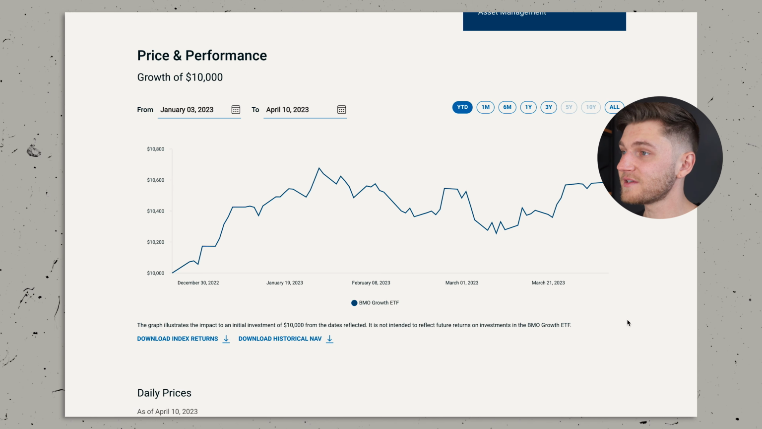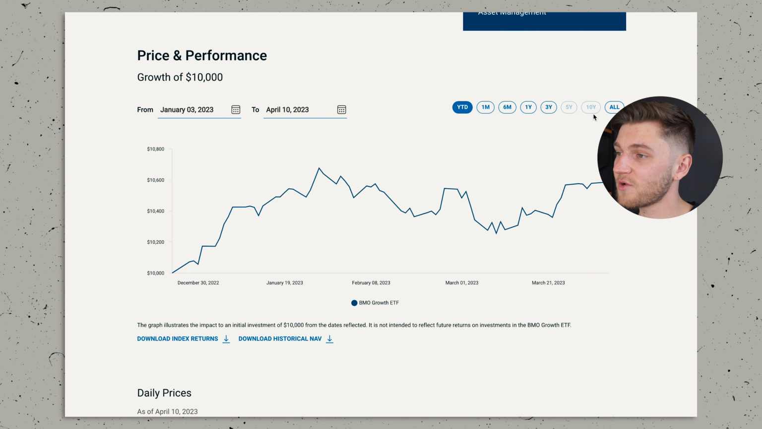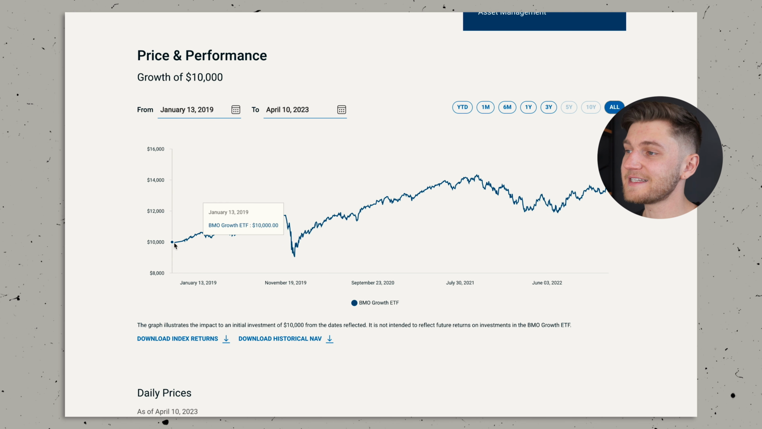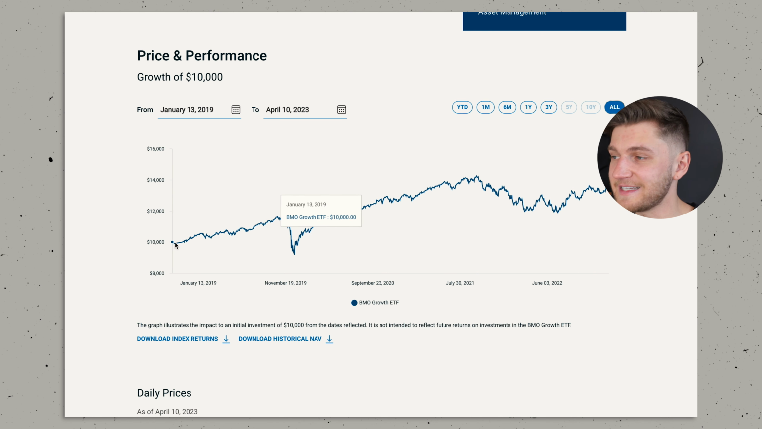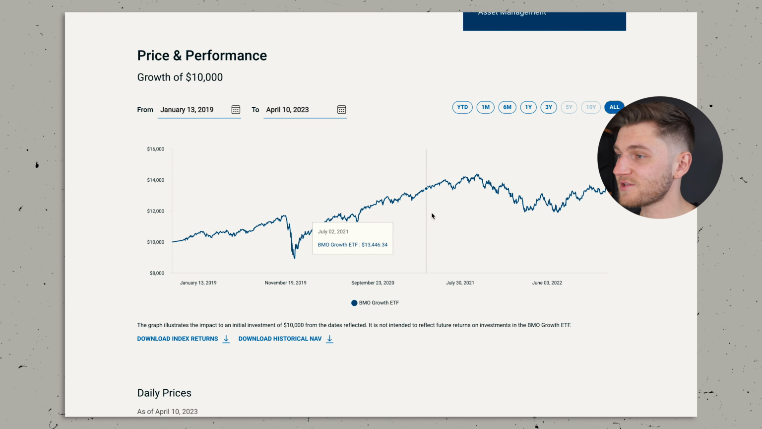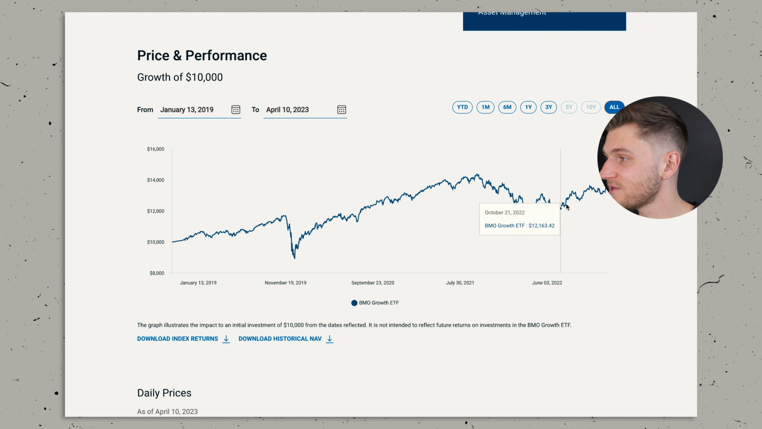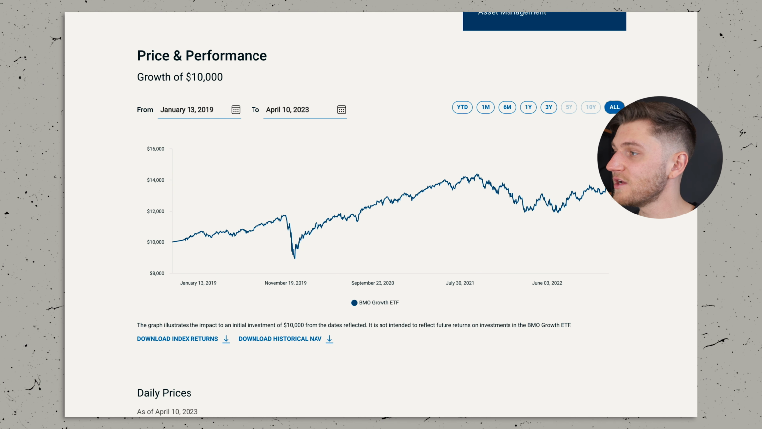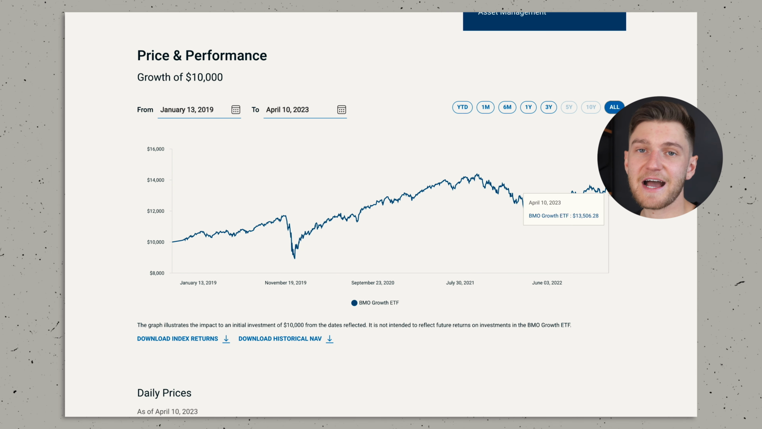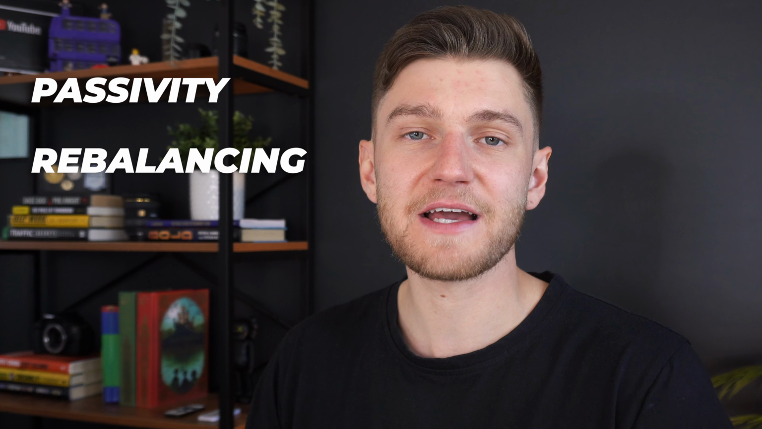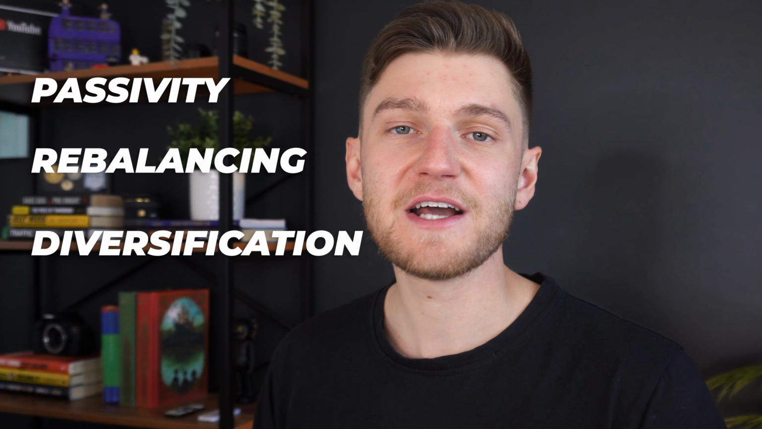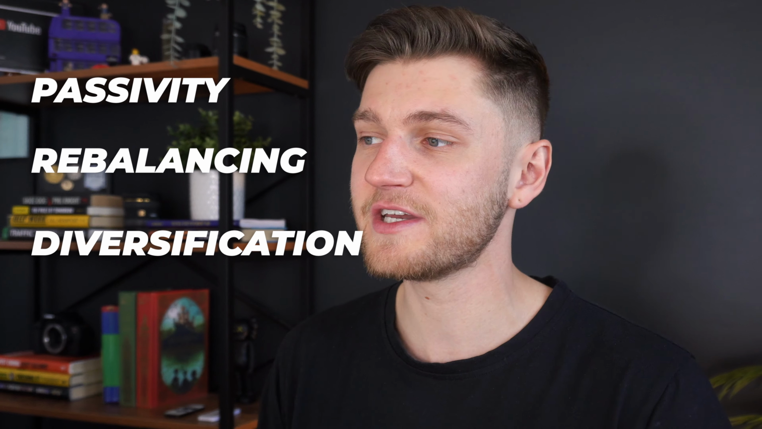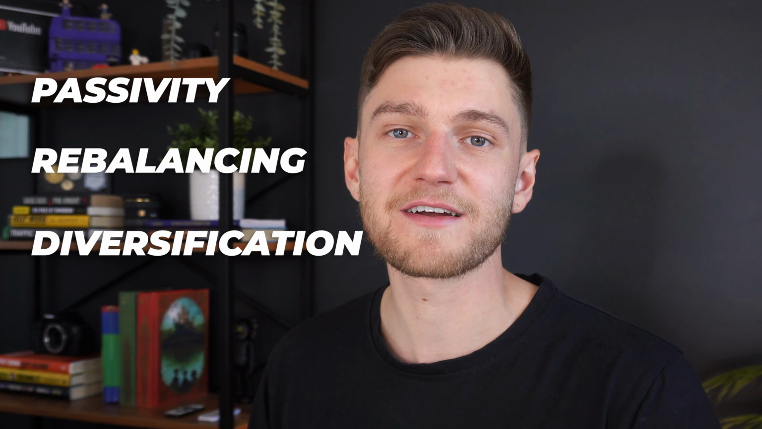Now, in parallel to this, growth of $10,000 investment, for example, at inception in January of 2019, we can see that over the past roughly 3.5 years, it would have grown to just shy of $13,500. The real value add here with an asset allocation ETF such as ZGRO is that added level of passivity, ongoing rebalancing that you don't have to ever worry about, as well as the baked-in diversification that a fund like this one is offering.